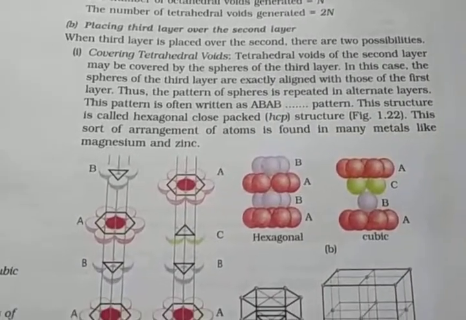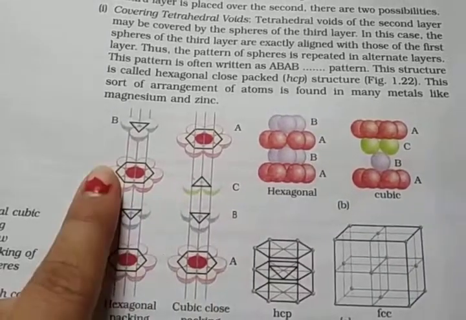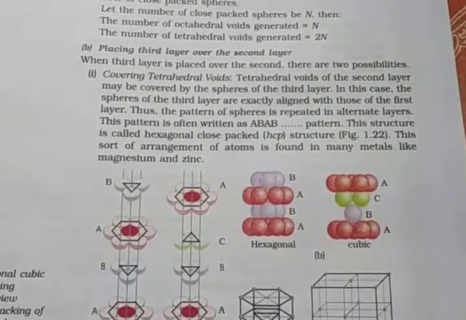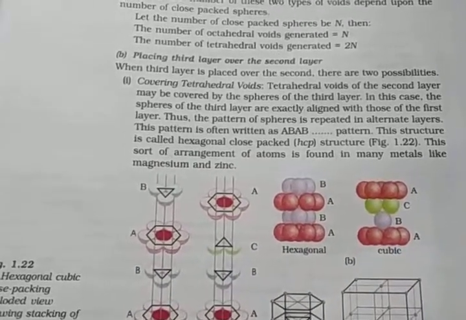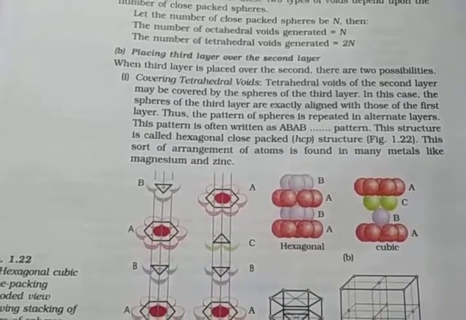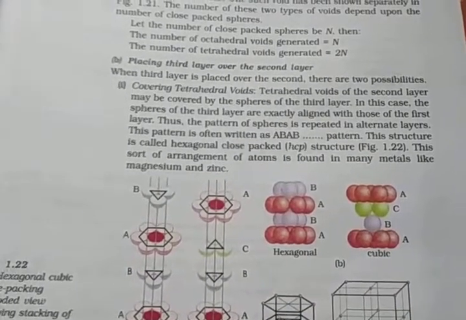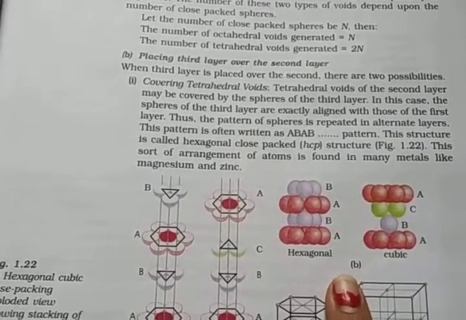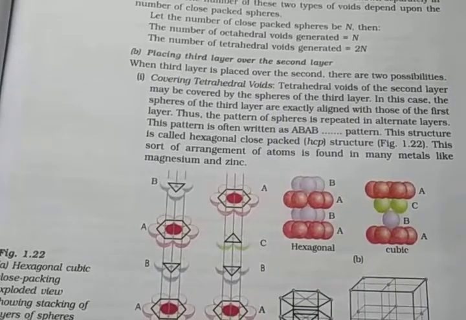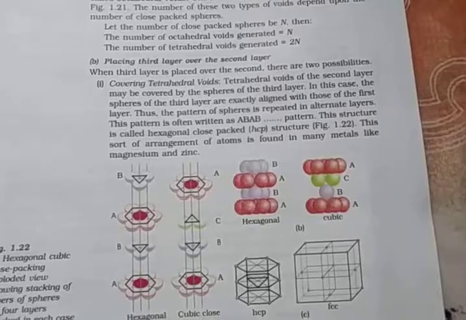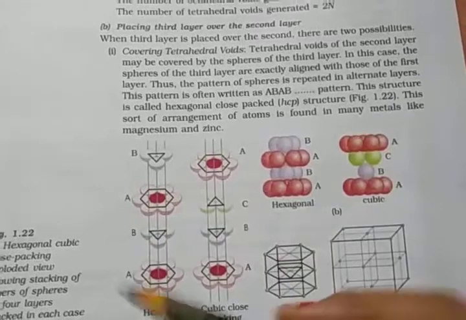Okay, so third layer, see, A, B, A, B. So if covering tetrahedral voids, first is hexagonal, covering tetrahedral voids. So the tetrahedral voids of the second layer may be covered by the spheres of the third layer. Okay, so in this case, the spheres of the third layer are exactly aligned with those of the first layer, and the pattern of the spheres is repeated. So here you see covering tetrahedral voids.